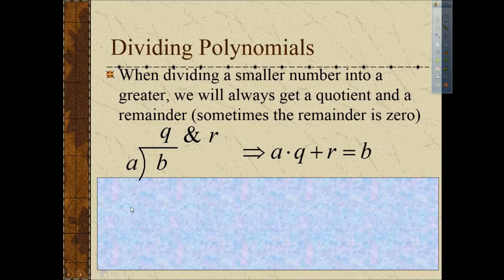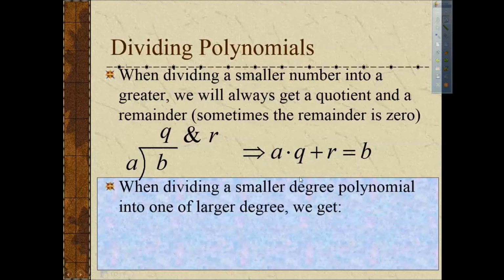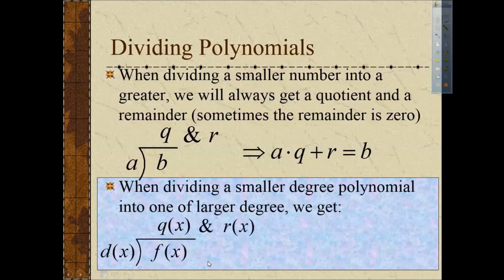Now, when we're going to talk about dividing polynomials, what we're going to want to divide is a smaller degree polynomial into a larger degree polynomial. So our smaller degree polynomial will go on the outside of our division symbol. The larger degree polynomial will go on the inside. The result here, the quotient, is not going to be a number, but the quotient itself will be a polynomial. And sometimes we'll get a remainder, sometimes that remainder will be 0, but if we do get a remainder, that remainder will also be a polynomial.